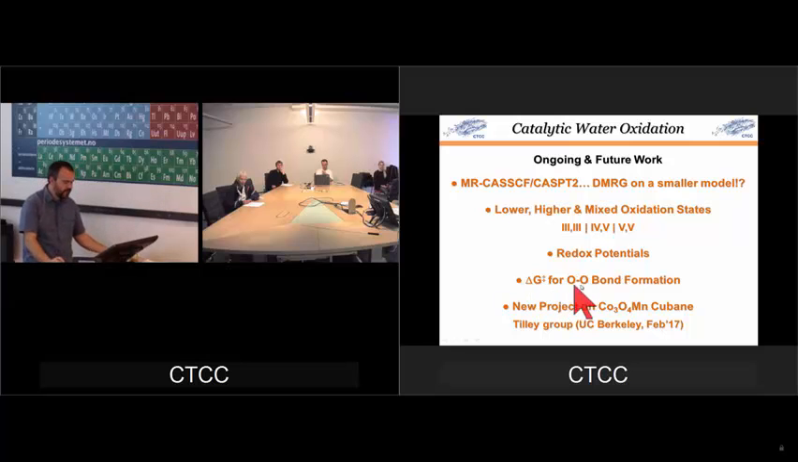Of course, we also want to get barriers for the O-O bond formation event with this catalytic system. And then also I'm planning a research stay at UC Berkeley in the group of Don Tilley next spring, to start a project on cobalt oxide manganese cubanes that are inspired by photosystem II, which also look very promising as systems for water oxidation.